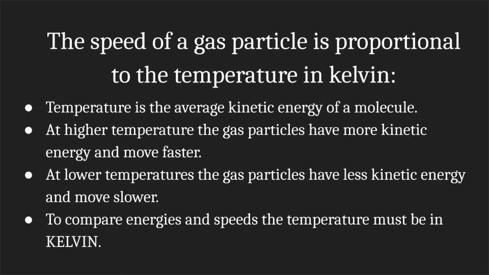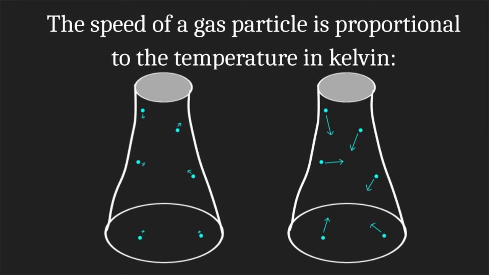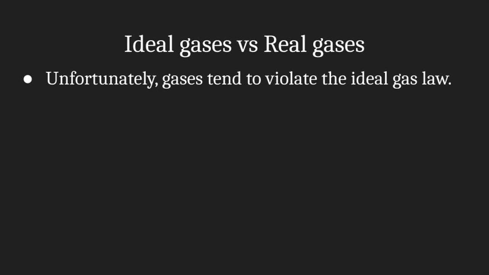The last postulate states that the speed of a gas particle is proportional to the temperature in Kelvin. Remember that temperature is the average kinetic energy of a molecule, so at higher temperatures, there's more kinetic energy and faster movement. And at a lower temperature, there's less kinetic energy, so the particles will move slower. When we compare the energies and speeds, the temperatures must be in Kelvin, not Celsius. Comparison in Celsius will not be correct. Now, in these 2 flasks, the one on the right is at the higher temperature, and we can see because the arrows are longer.